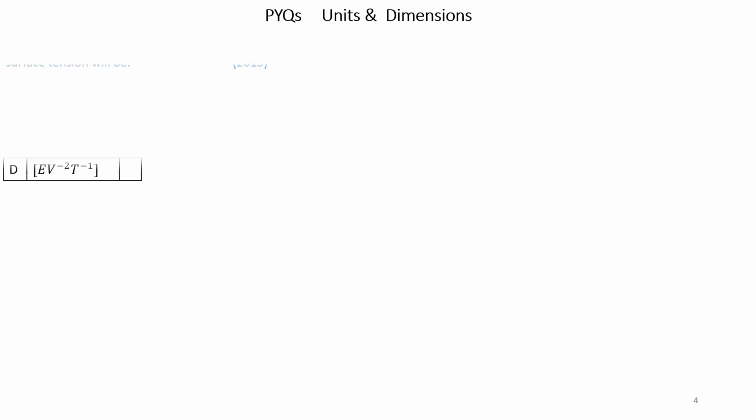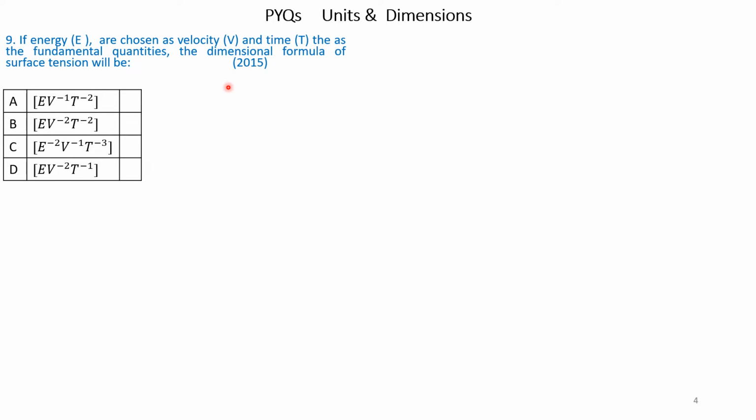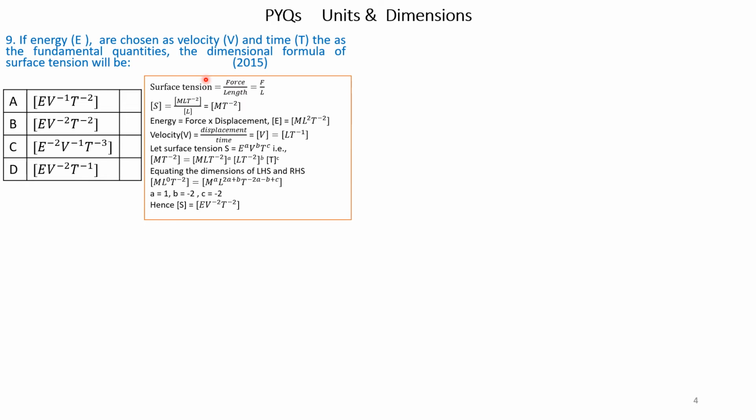Next question. If energy E, velocity v and time are chosen as the fundamental quantities, the dimensional formula of surface tension will be. That is, in this problem, energy, velocity and time are taken as the fundamental quantities. We have to find the dimensional formula of surface tension.